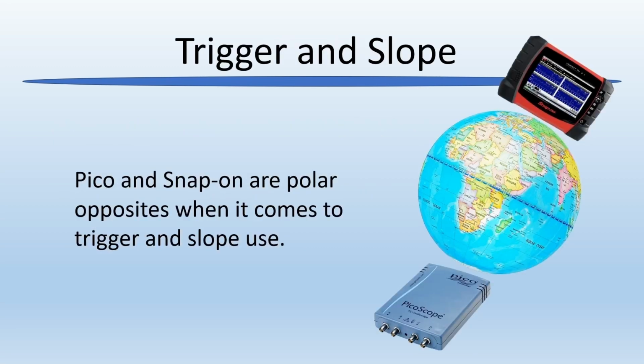Now let's move on to trigger and slope. The terms trigger and slope are two terms that a lot of Pico users don't even have in their vocabulary. It's rare that I actually use trigger with my Pico. But I actually do want Pico users to practice using and learn how to use this one, because someday you may find yourself needing to use a different type of scope. Snap-on, however, it is set up more like a live scope, making trigger and slope very important.